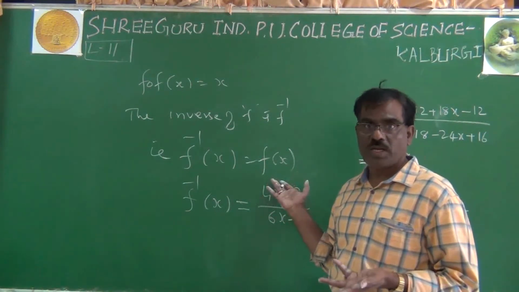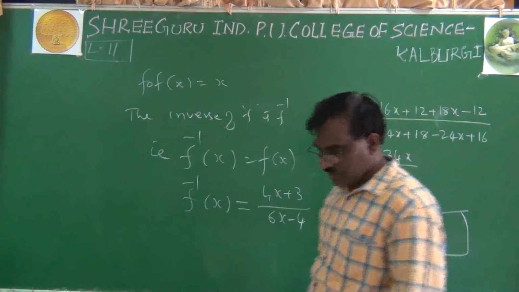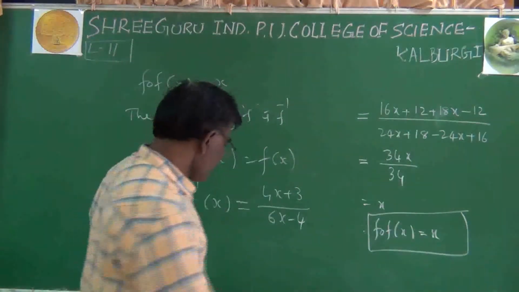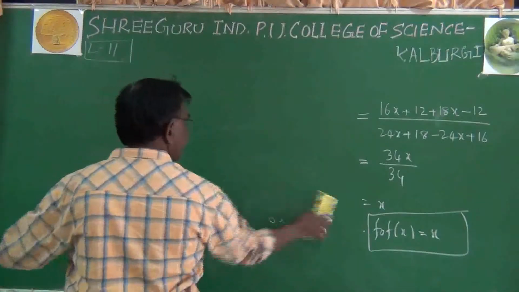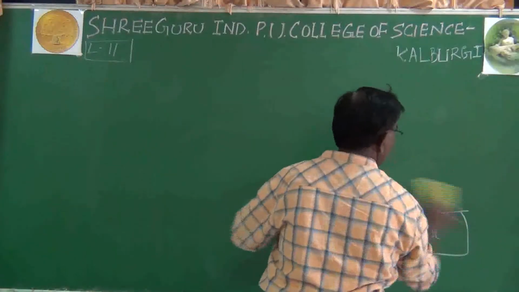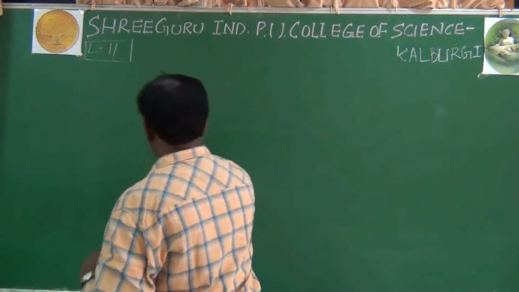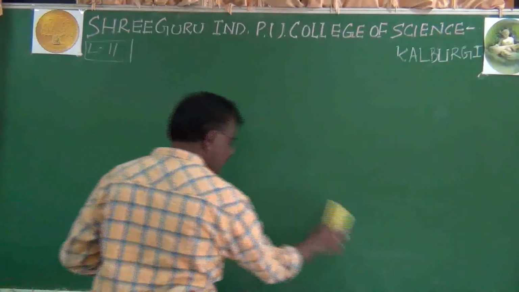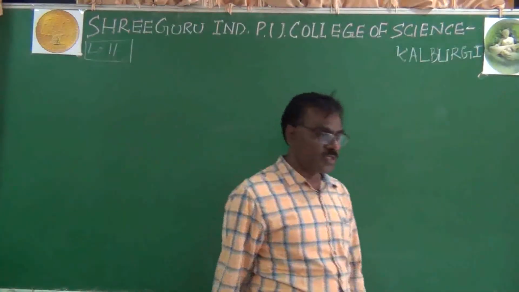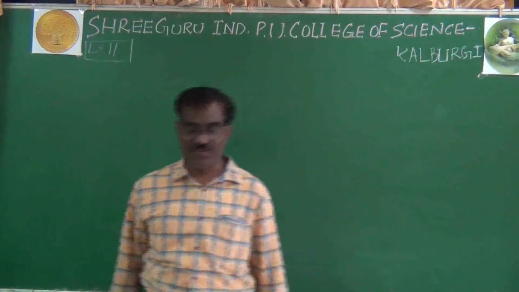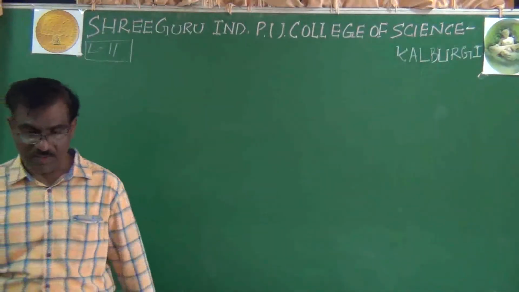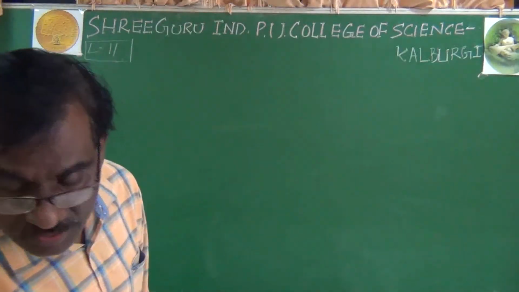f inverse of x is y. But here it is already there, okay? So this is the one function, f composition f of x. Now repeating, my students: f composition f of x is x, and then what is f? f is called the identity function.